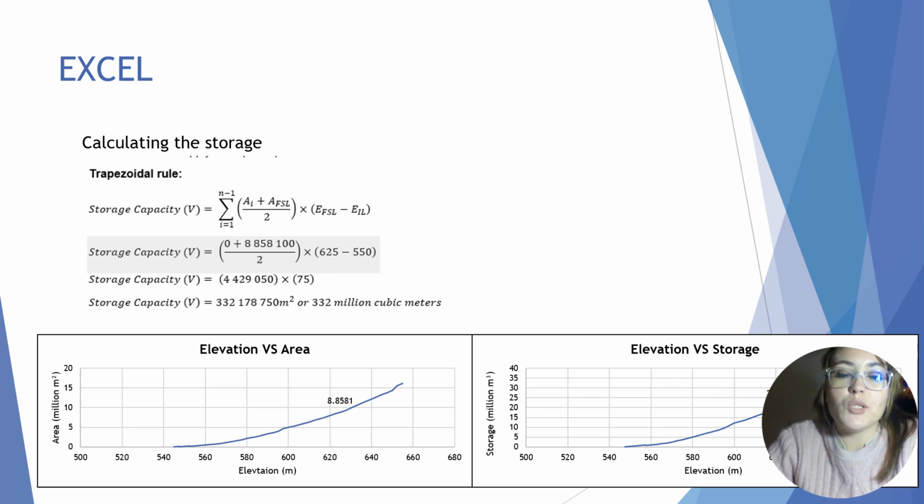After that, you could complete 2 graphs that can be plotted, an elevation versus area graph and an elevation versus storage graph. It was noted in the project brief that the intake level was 550 meters and the full supply level was at 625 meters. This was confirmed in QGIS under the layers property for both of those mentioned layers.